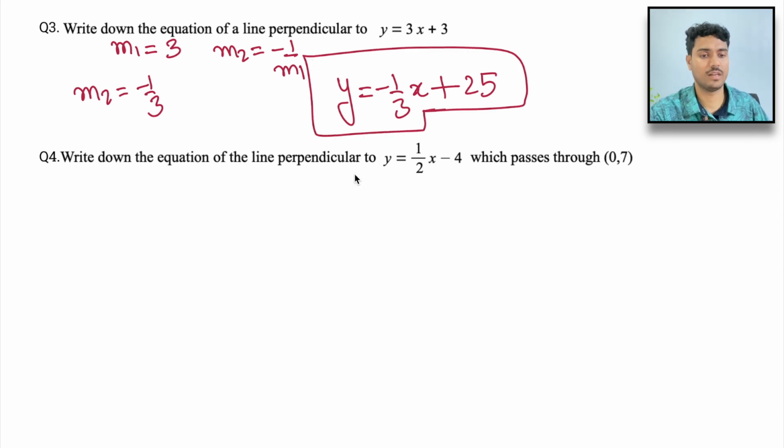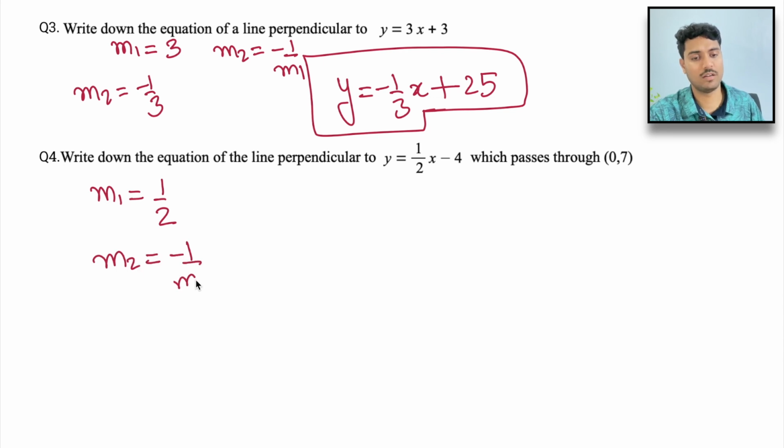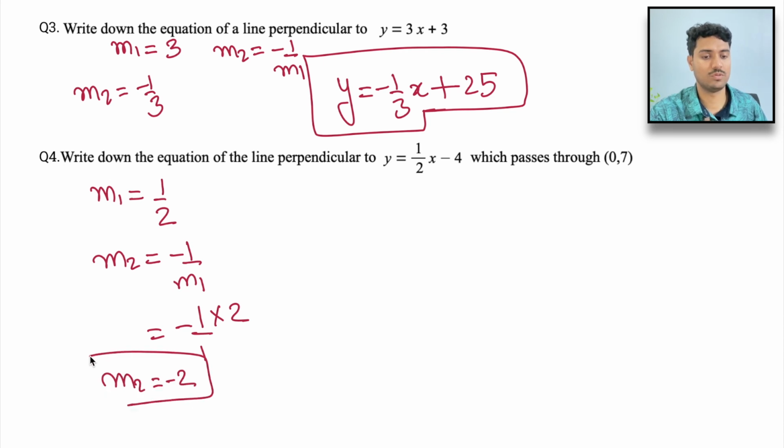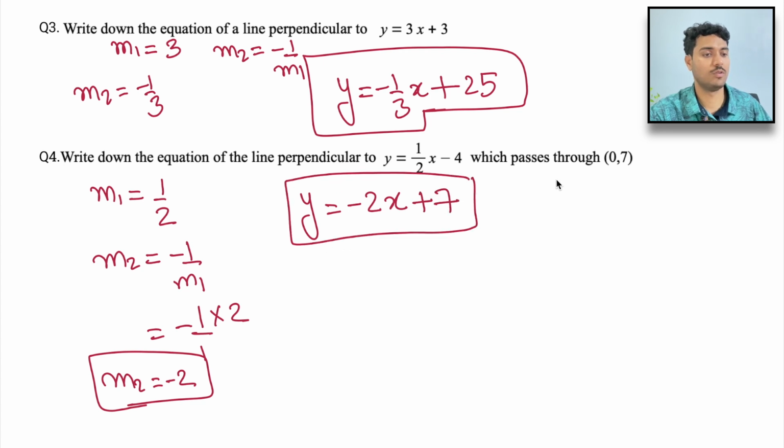This is the answer. Question number 4 says, write down the equation of a line perpendicular to this line which passes through (0, 7). So simply, m1 is equal to 1 upon 2. So m2 will be minus 1 upon m1. So we can write it as minus 1 upon 1 upon 2. So multiplied by 2, we'll get m2 is equal to negative 2. And then we can write y equals minus 2x plus 7, because this is (0, 7).